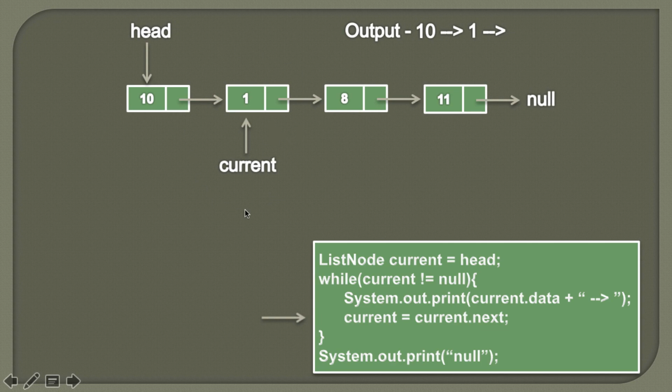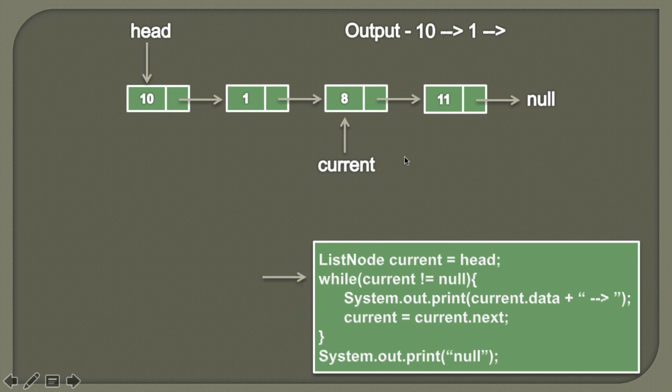So friends, as we have now traversed the second node, now we need to move to the third node. The only way to move to the third node is current's next, because current next is pointing to this third node. So if we assign the current next value to current, current will now point to the node having data 8. So it would look something like this. Moving ahead.